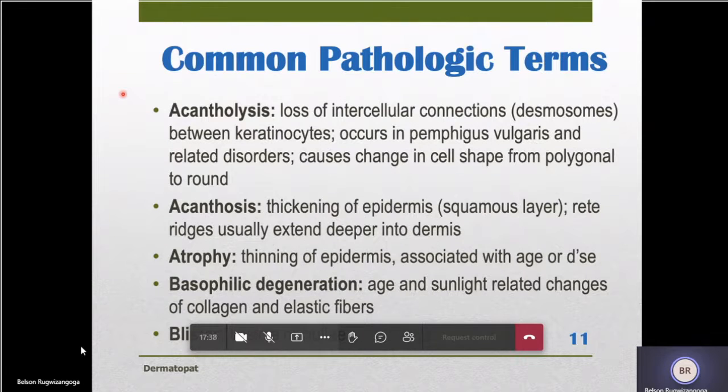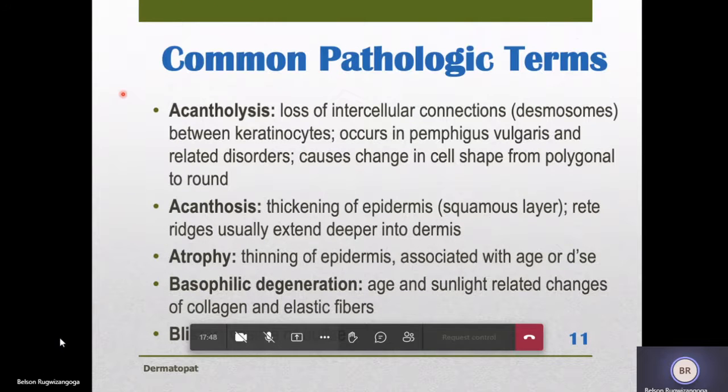Uzasanga ari umuntu ufite uruhu rumeze nk'urw'ingwe and so on. It is a very bad, clinically a very bad disease. Ariko ugasanga histologically there are just very small spaces between epithelial cells.